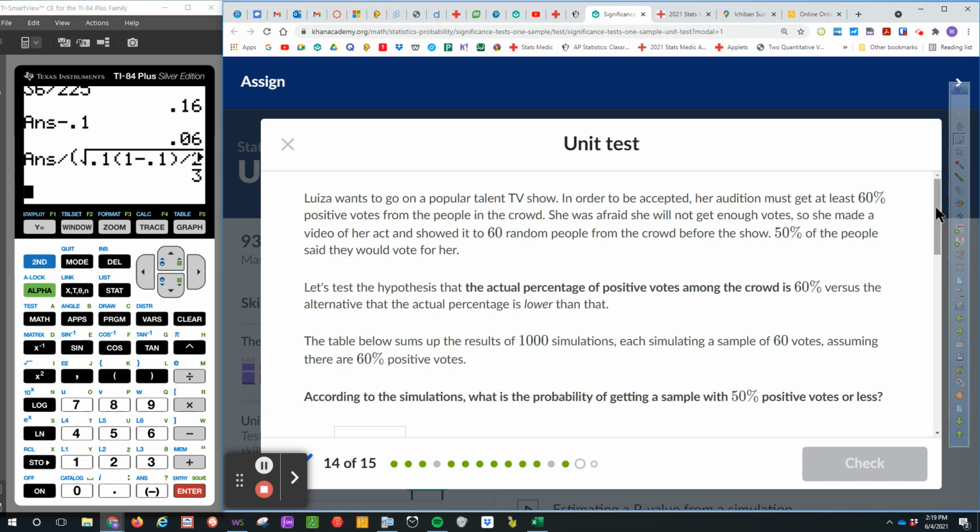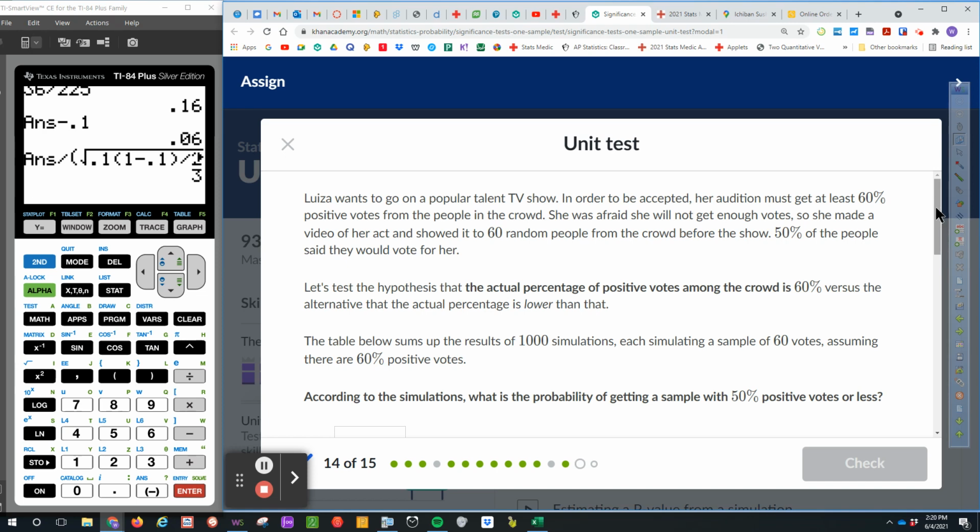Louisa wants to go on a popular talent TV show. In order to be accepted, her audition must get at least 60% positive votes from the people in the crowd. She was afraid she would not get enough votes, so she made a video of her act and showed it to 60 random people from the crowd before the show. 50% of the people said they would vote for her. So 50% of 60, that's about 30. Well, it's only 50%. She needs at least 60, right?